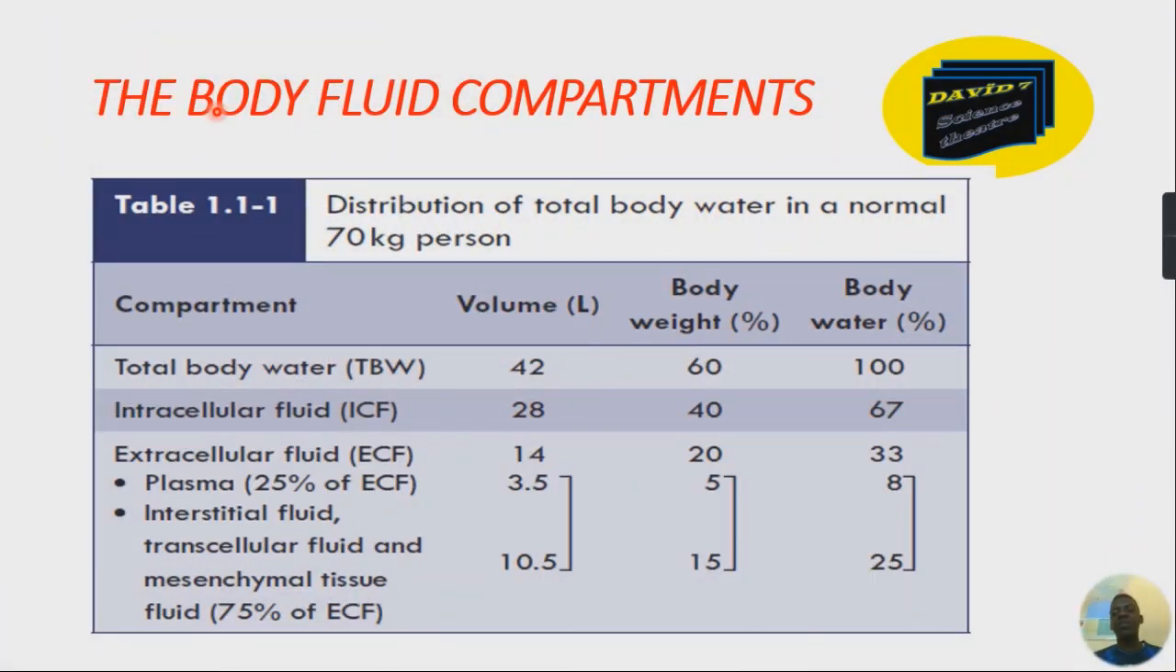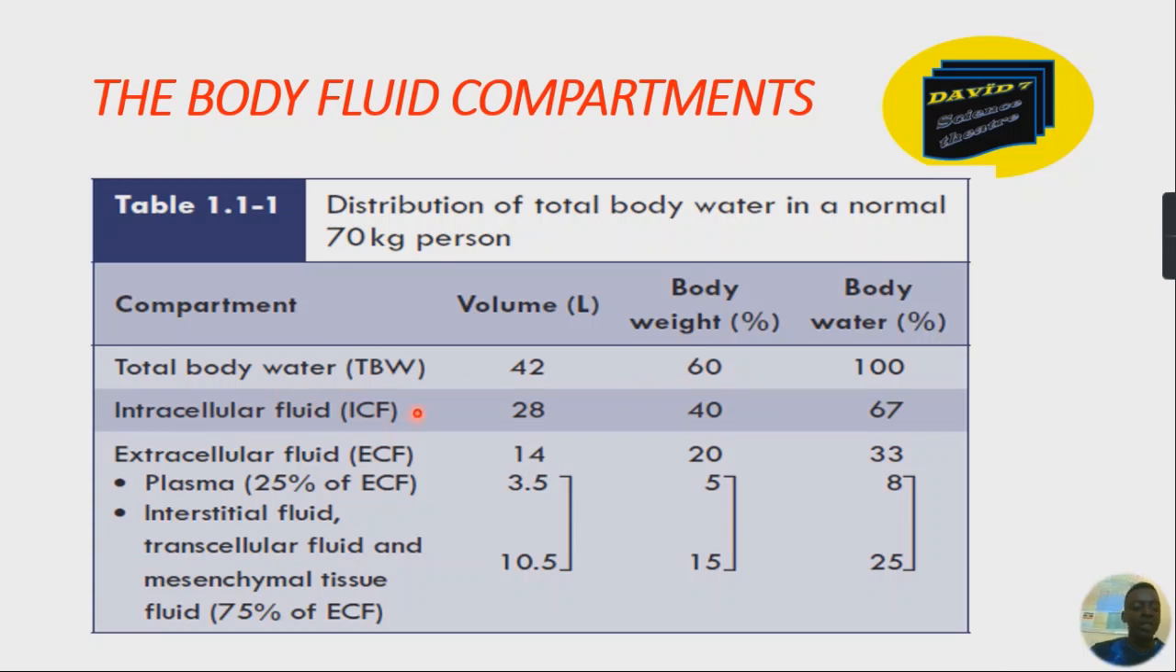Okay, so first and foremost, I want to teach you about the fluid compartments. The body has majorly water, and this water is distributed throughout the body in different compartments separated by membranes. So if you look at this, this is the distribution of total body water in a normal person. In science, the normal person we shall consider is a 70 kilogram person. If a guy has 70 kilograms, you will find that the total body water is about 42 liters, and these 42 liters contribute 60% of the body weight.